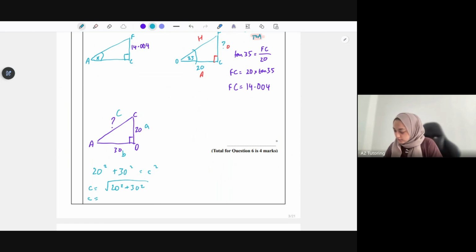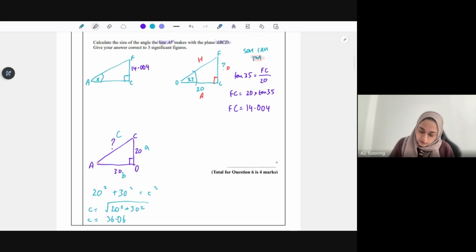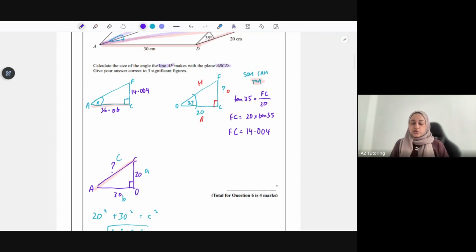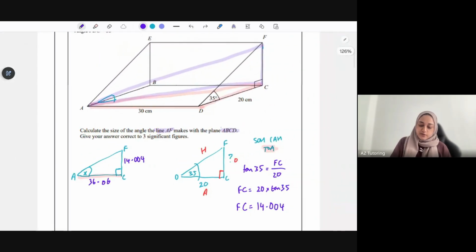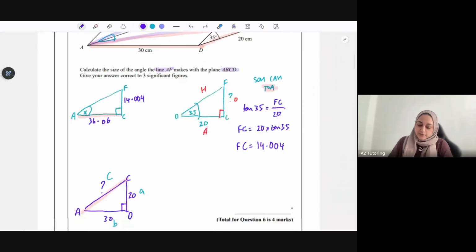I'm just trying the calculator. We get 36.06. Put that on the bottom here. So we've just worked out AC, which is 36.06. So we can label that over here as well. So this is 36.06. Now we've got enough information on the original diagram to work out that missing angle X, which is what we wanted in the first place, right? That's what we're trying to find.